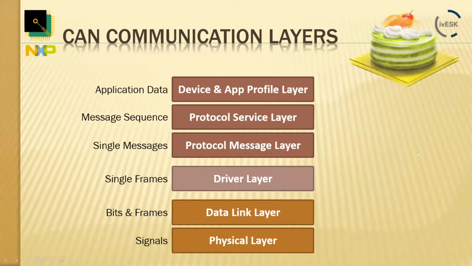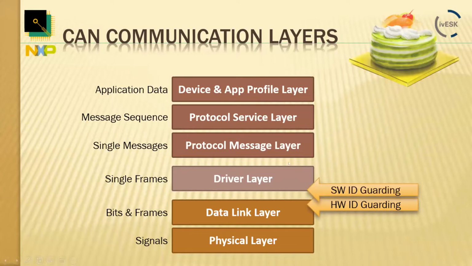Now, looking at the different solutions available, we have something called hardware ID guarding, and I will go into more specifics on all of these solutions a little later, but hardware ID guarding sits directly on top of the data link layer. Then we have software ID guarding, which would be part of the driver layer, really doing the same thing more or less, but in software. Then we have the CAN crypto layer. These are all solutions that add some cryptology methods to individual CAN frames. These also sit here in the driver layer.